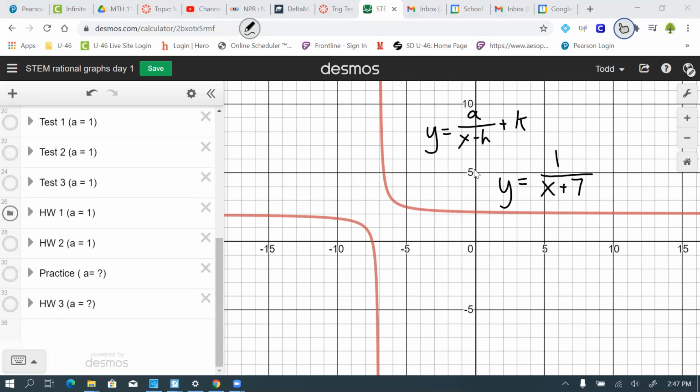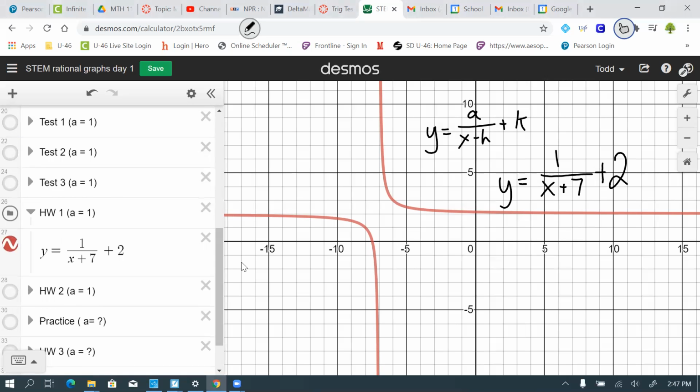And then now the horizontal asymptote. Remember, the original is at y equals 0. So this one moved up. How far did that horizontal asymptote move up? It moved up plus 2. So this function is 1 over x plus 7, plus 2.